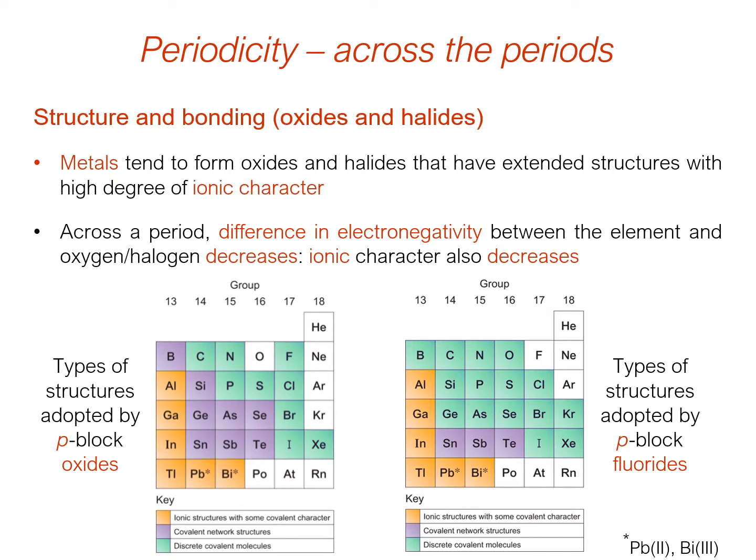So let's start looking at the periodicity of P block compounds and the trends we can see. The first one is going to be looking at the structure and bonding of oxides and halides, and how this changes going across periods.